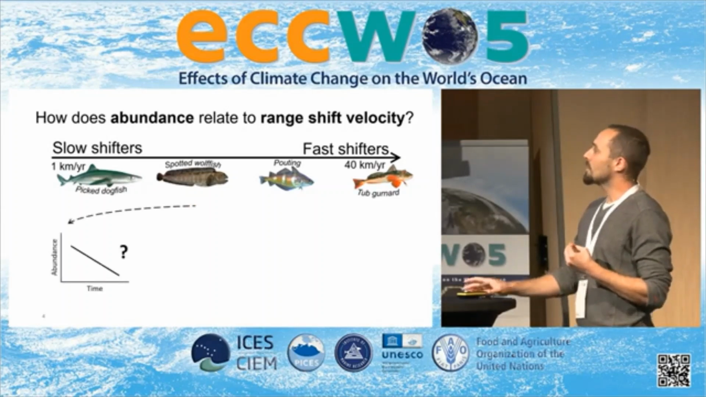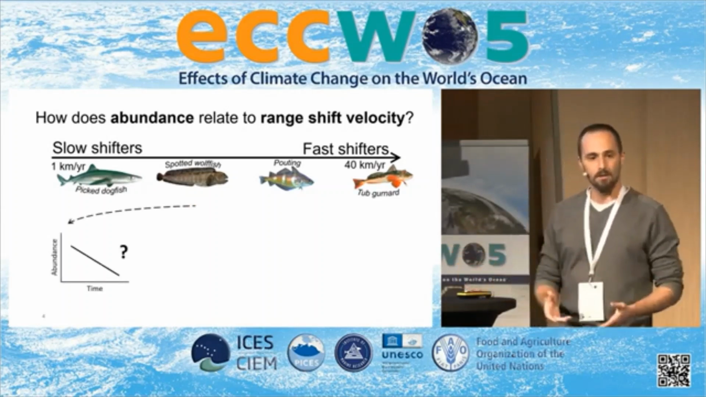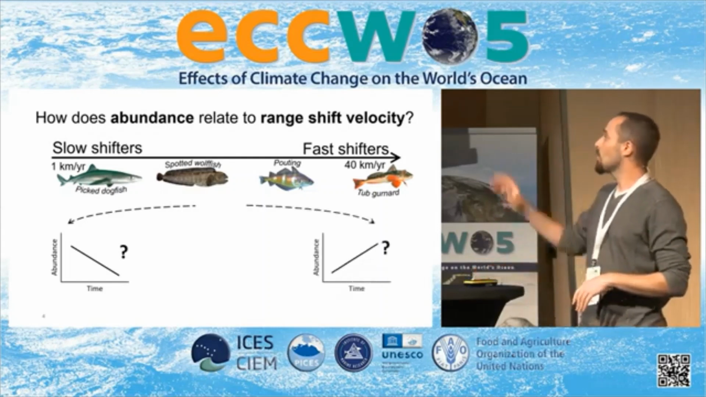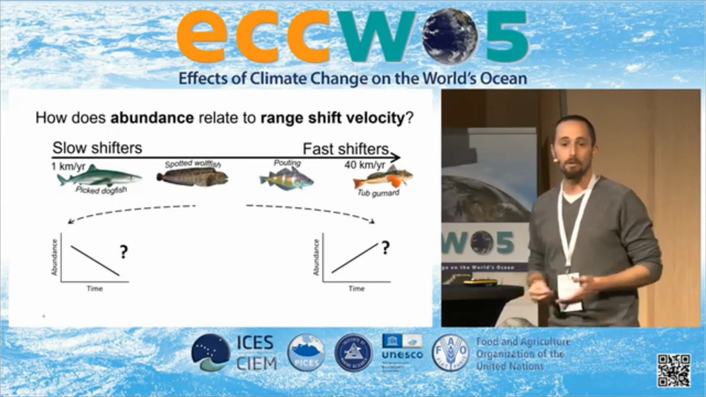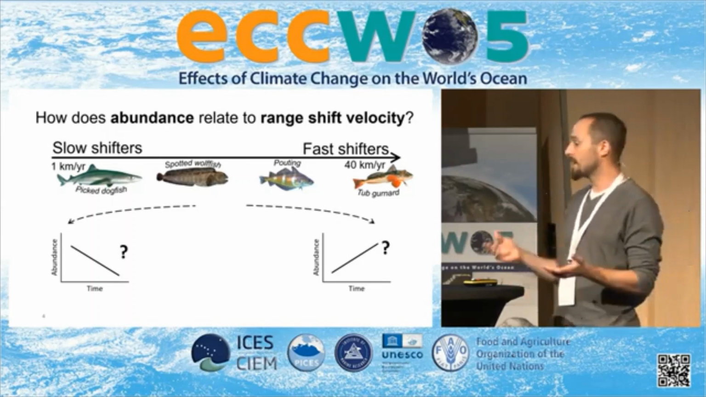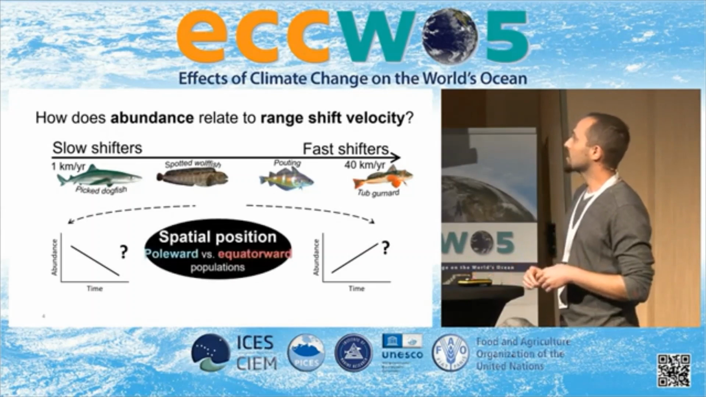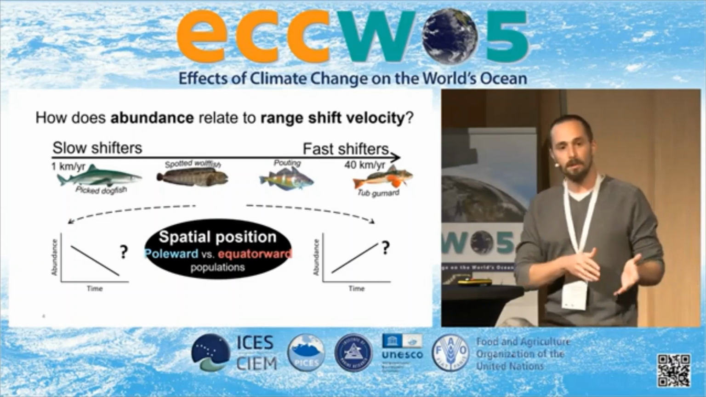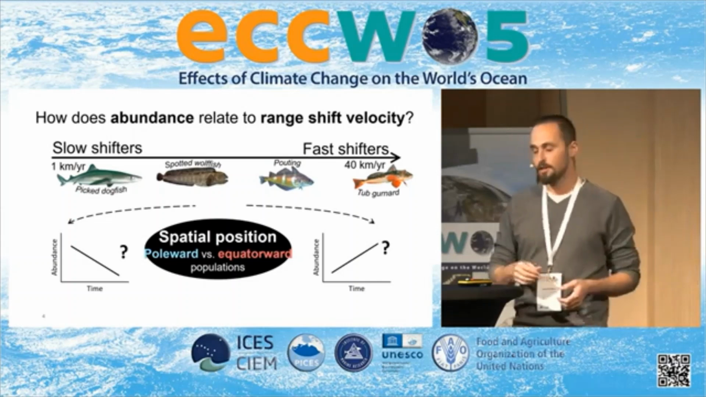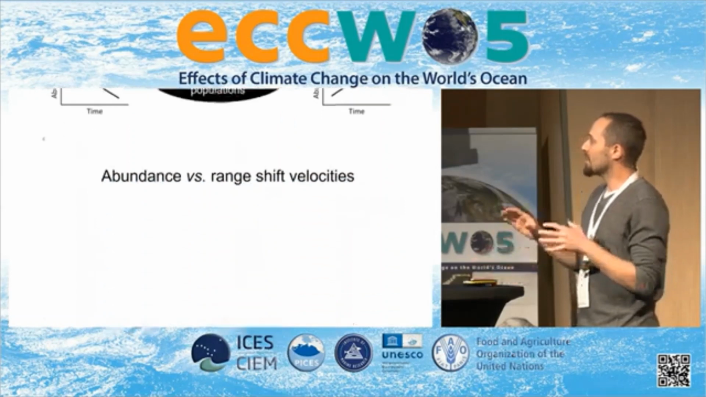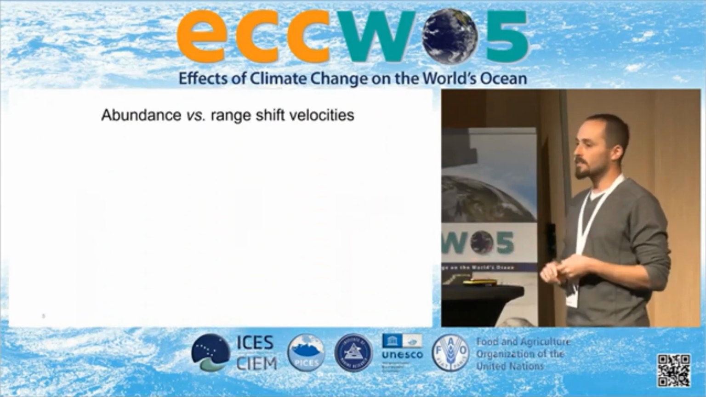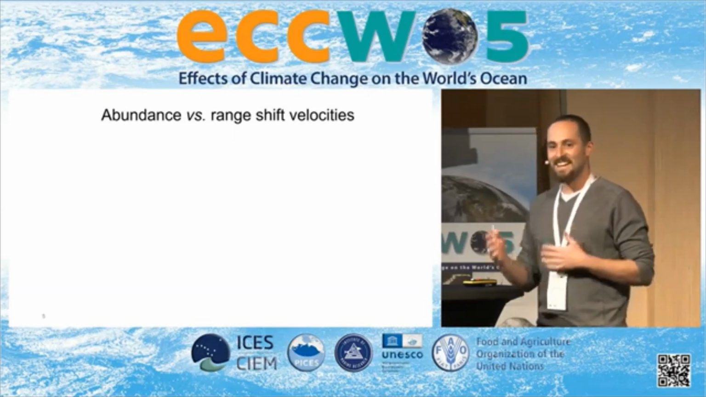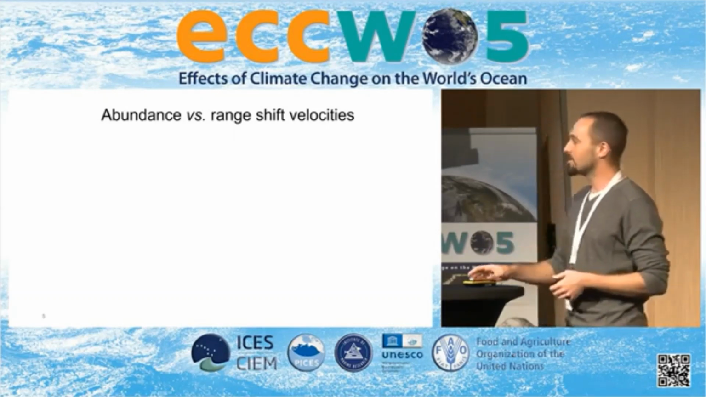And we ask, are those slow shifters prone to decline in abundance over time because perhaps they cannot keep up with the pace of warming? On the other side, those fast shifters may find stable abundances or perhaps even increase in abundance over time because they can. Furthermore, we try to understand how the spatial position relates to the entire story. Perhaps forward populations behave differently than equatorial populations. So to start examining these questions, we constructed a simplified null hypothesis, because we explored many scenarios and it was really complicated, so we tried to simplify things.